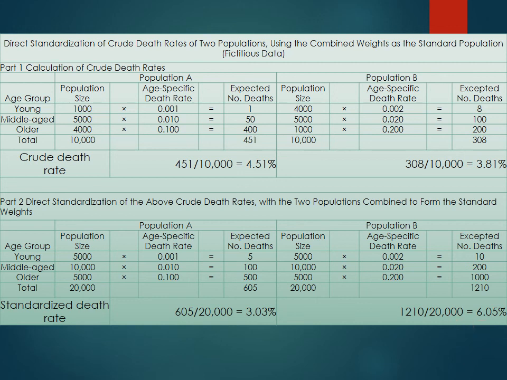Does that make sense? Again, this is just a what-if analysis: I apply this to a fictitious population and take out the effect of age, because age is now standardized across both populations, to make a true comparison of which one had the higher death rate.